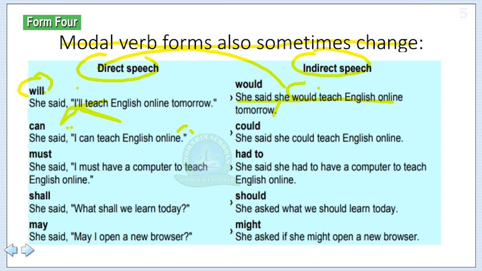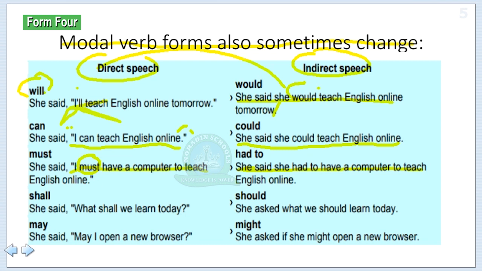What about must? She said, "I must have a computer to teach English online." Must becomes had to in its past. She said she had to have a computer to teach English online. So what is the change? This is the auxiliary verb must, especially modal auxiliary verbs, because there are different kinds: primary auxiliary verbs and modal auxiliary verbs. But these are modal auxiliary verbs. She said she would have to have a computer to teach English online.